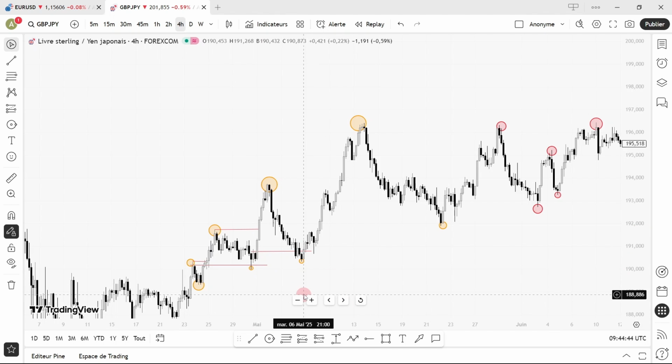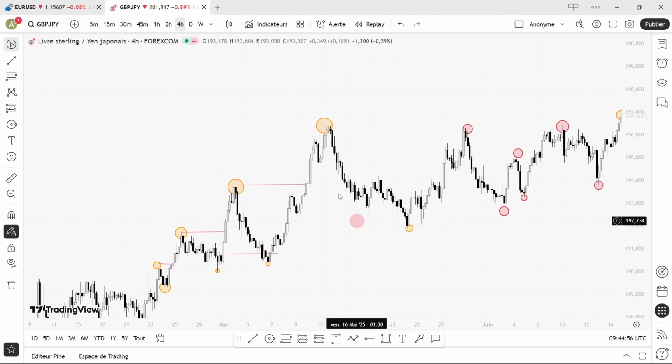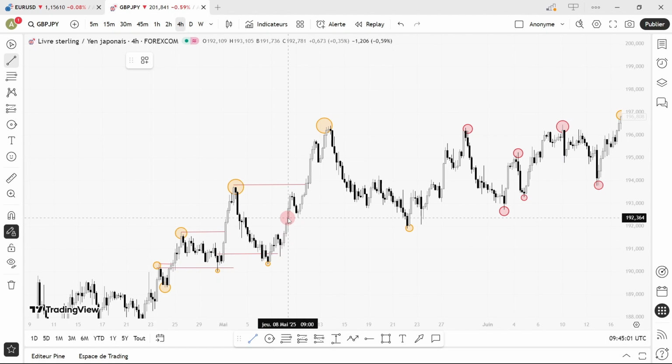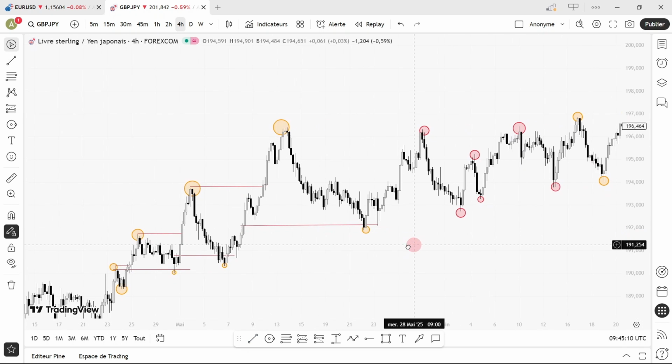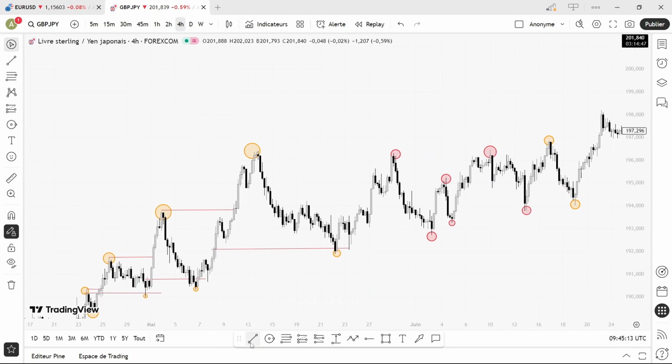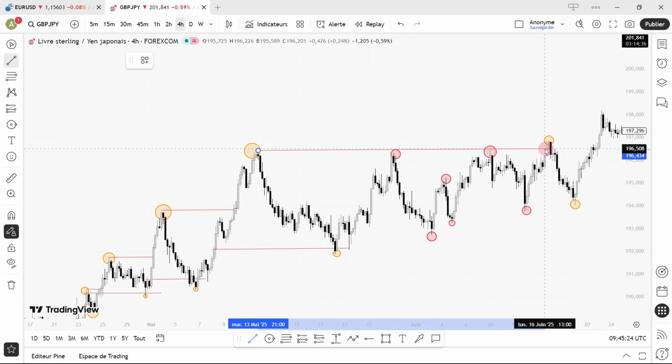Then there is another higher high right here. There's another break of structure right here, and a pullback into this very beautiful fair value gap right here. And from there, of course, our higher high is this one. The swing point is this one right here.